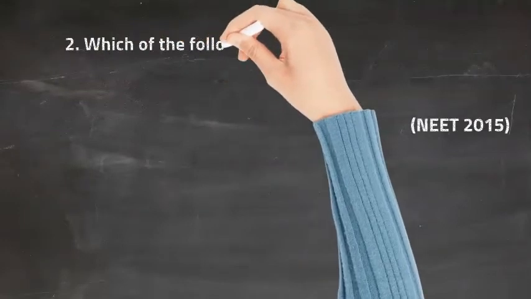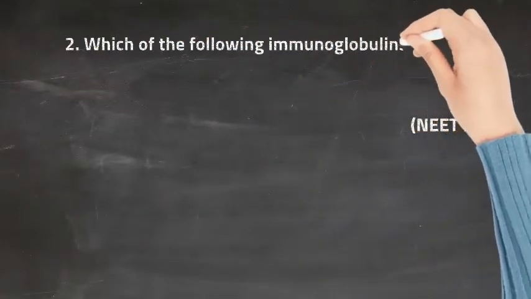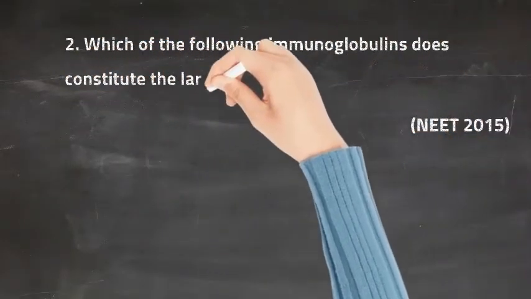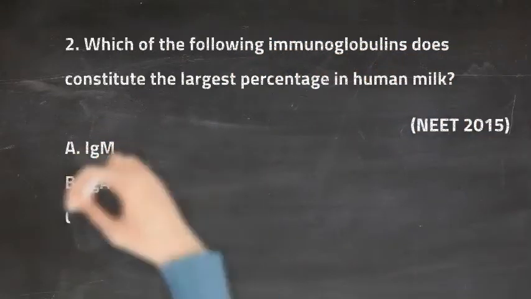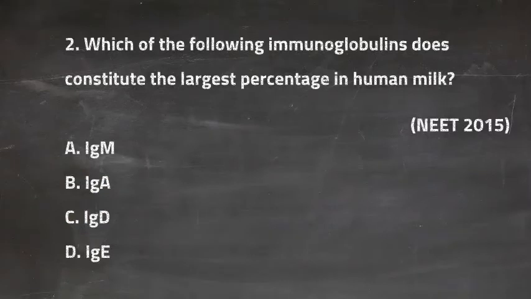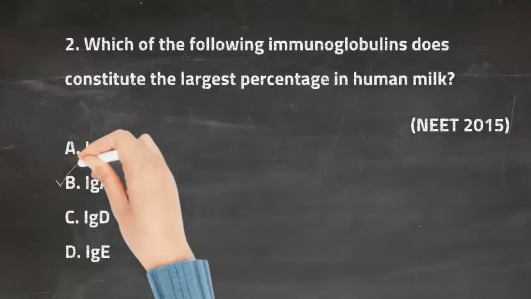The second question is, which of the following immunoglobulins does constitute the largest percentage in human milk? The first option is IgM, the second option is IgA, the third option is IgD, and the last option is IgE. So the right answer for this question is option B, that is IgA.